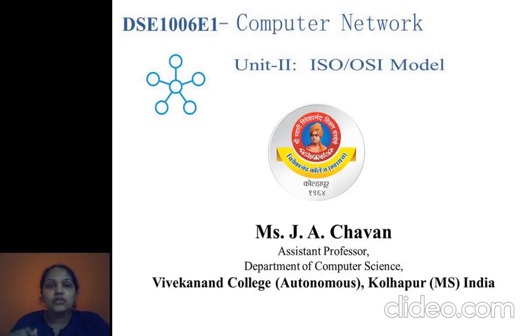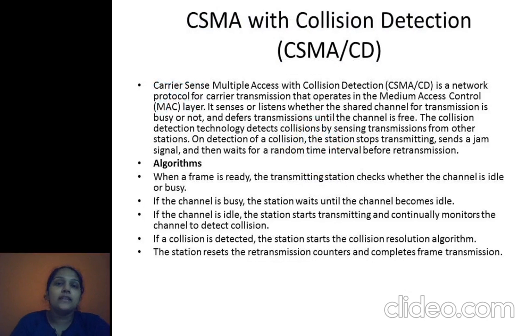Hello students. Let's discuss the data link layer, next properties, which is CSMA-CA. In the last lecture we learned about CSMA-CA, which is carrier sense multiple access with collision avoidance. Today we are going to learn about collision detection, which is CSMA-CD.